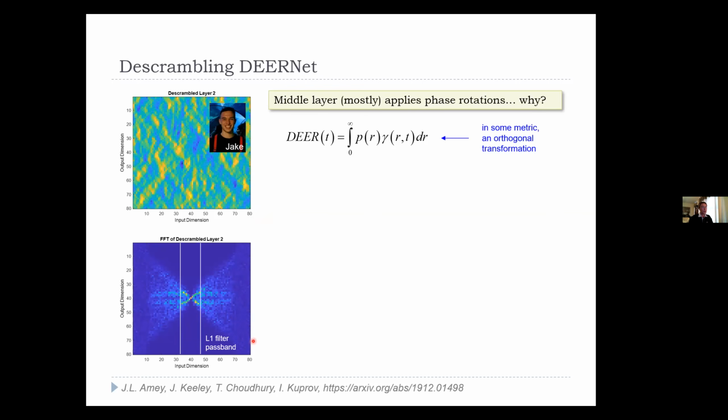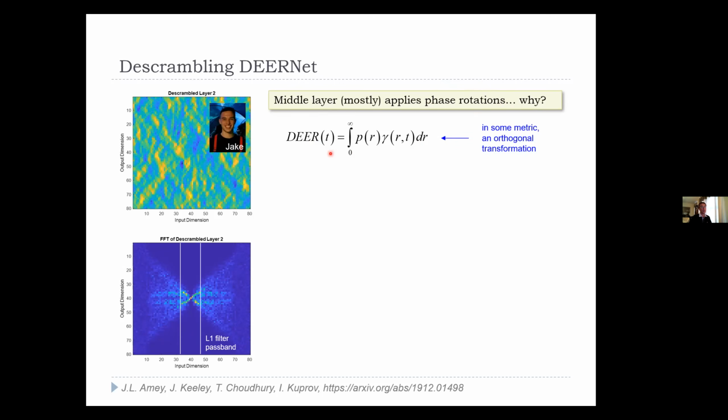And if you look at what it does to the frequencies, it swaps positive and negative frequencies, or it doesn't. And it occasionally rotates the positive and negative frequencies. So this is mostly phase rotations. So the intermediate layer, for some reason, does phase flips and phase rotations. Why would it want to do that? We thought, okay, so that's me and Jake at this point.